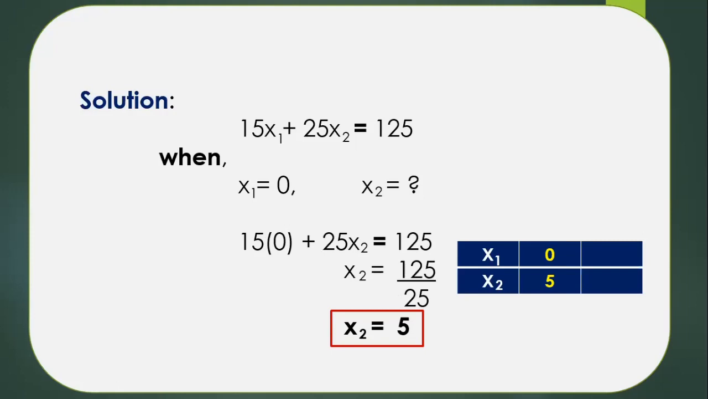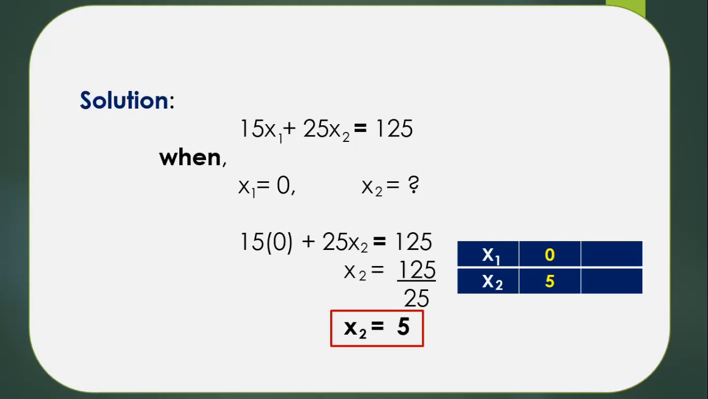So all we need to do is to plug in this value to our formula. And so 15 times 0 plus 25x sub 2 equals 125. 15 times 0, that's 0. So it's canceled out. So therefore, x sub 2 is equal to 125 all over 25. So the value of our x sub 2, that will be 5. Okay? So we now have a value of our x sub 1 and x sub 2.